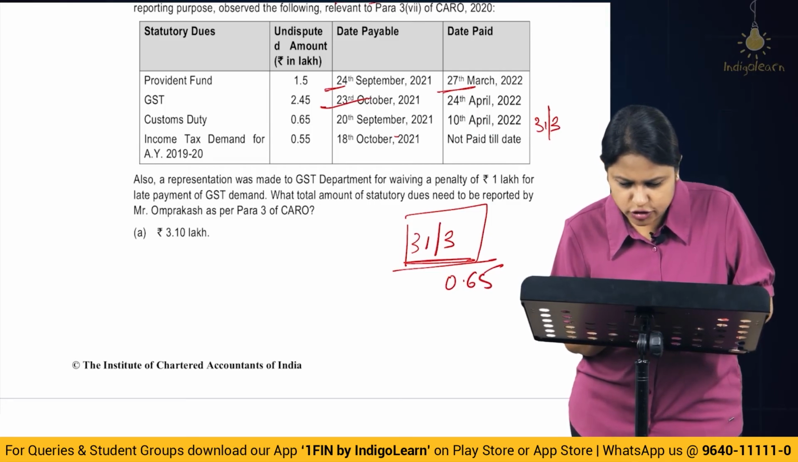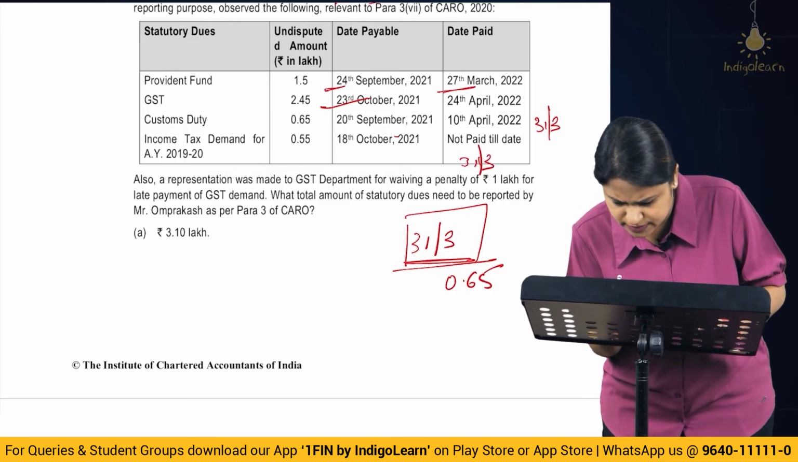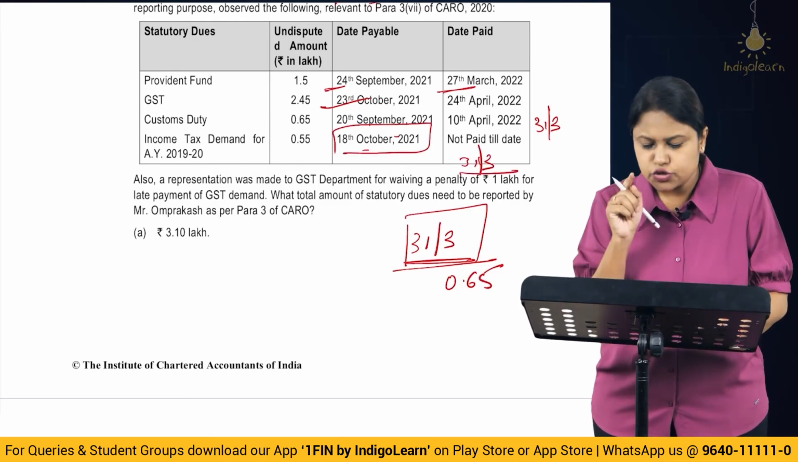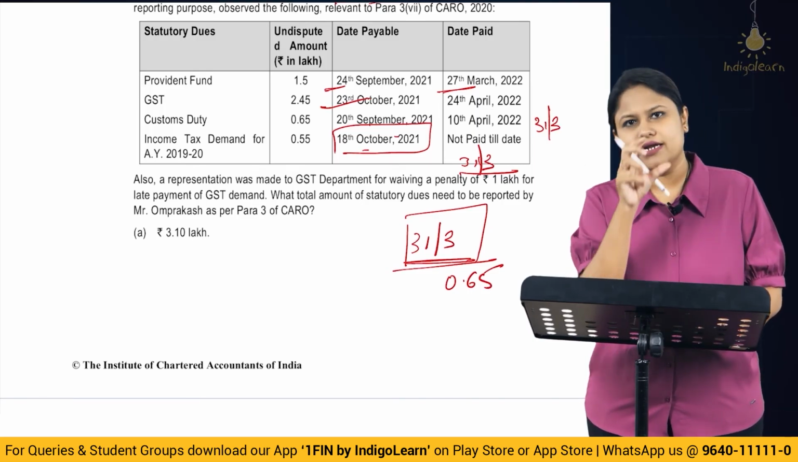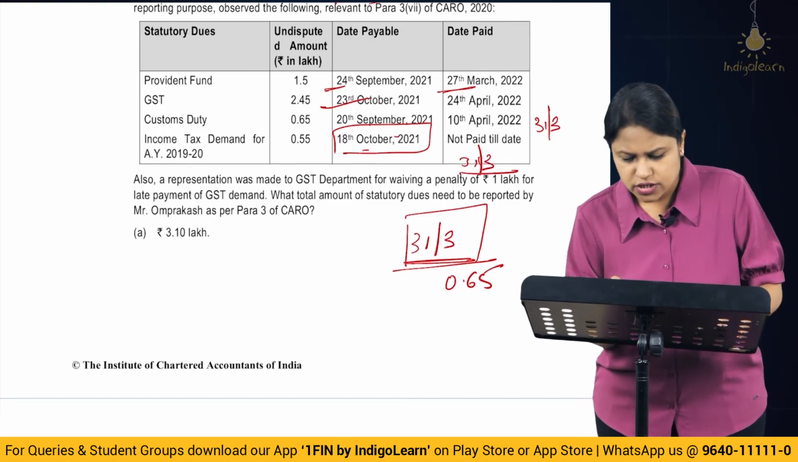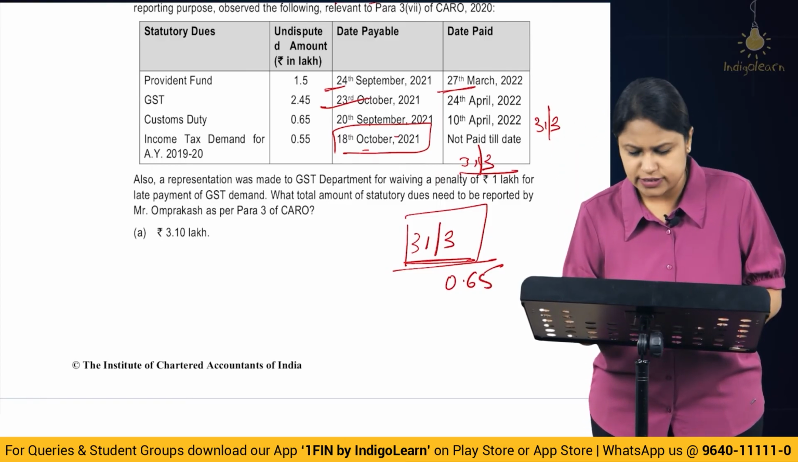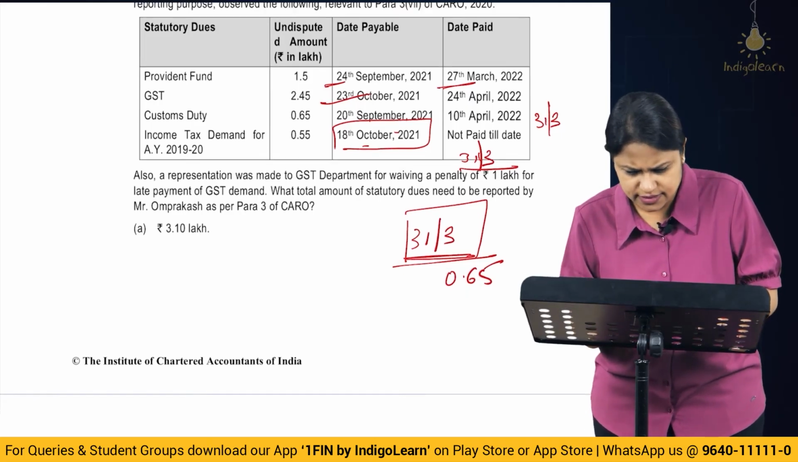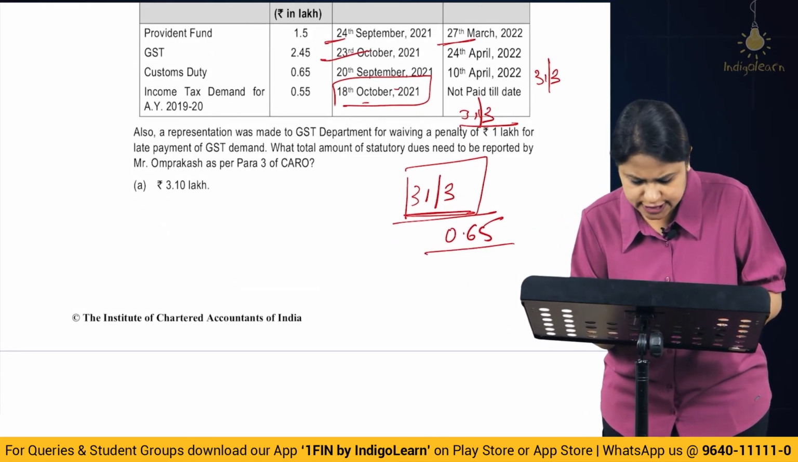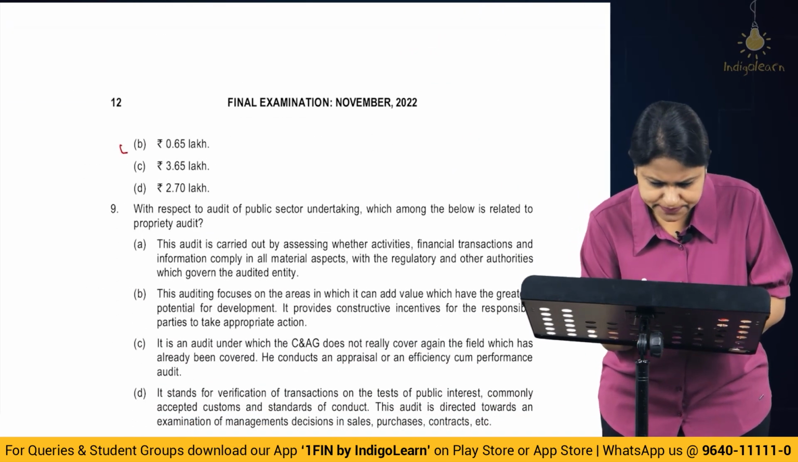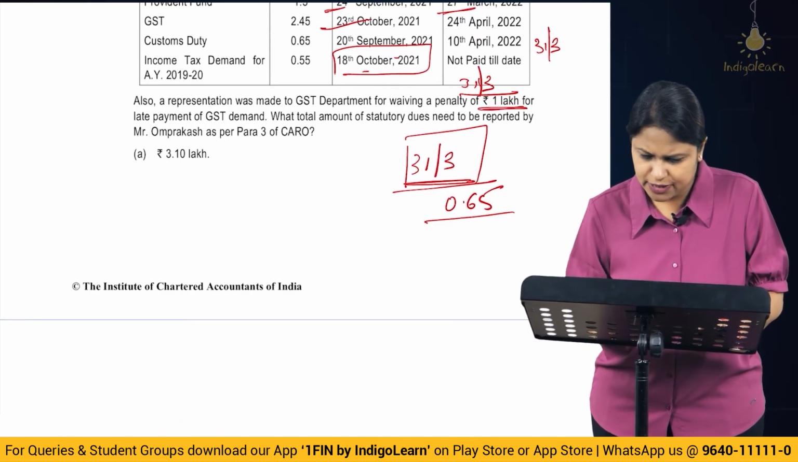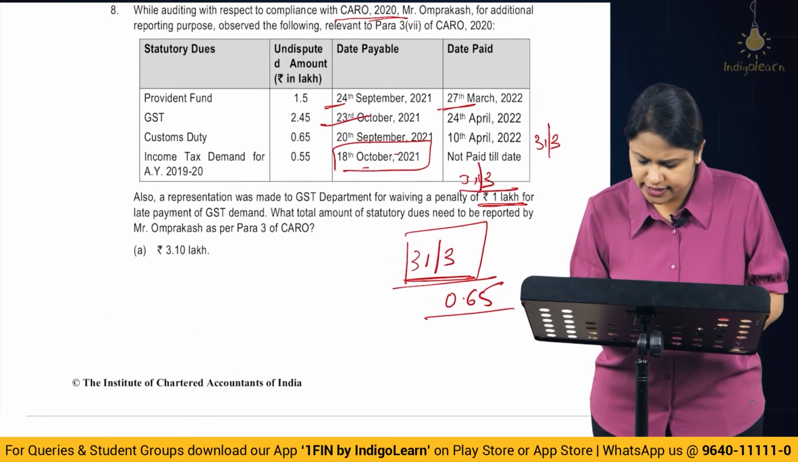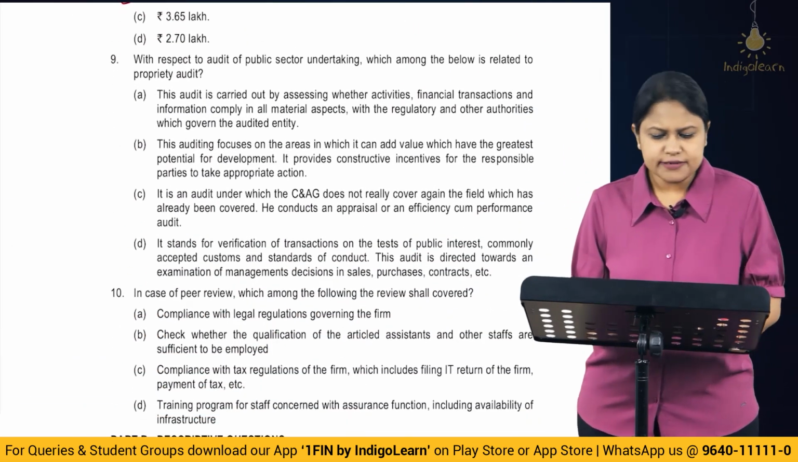Then income tax demand, 18th October. Alright, not paid till date, but as on 31st March the position is not more than 6 months. So this also will not get reported, because you need to see the outstanding amount as on 31st of March. On 31st of March, the outstanding tenure should be 6 months and above. So 18th October to 31st of March is not going to account for more than 6 months. So that will not also be considered. So here the reporting amount will be only 0.65. Alright, so the answer is B. Okay, and regarding this will come as a part, the second part of reporting under clause 7. Alright, then moving on to the next one.